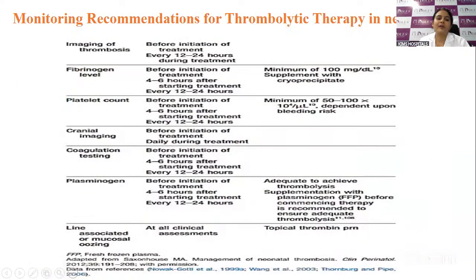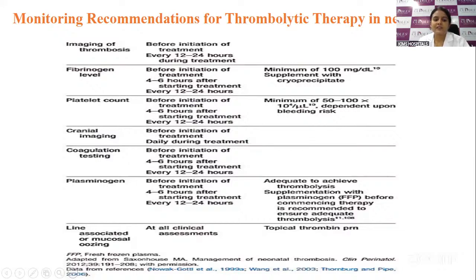This is the monitoring recommendation for thrombolytic therapy. Imaging of the thrombosis has to be done every 12 to 24 hours. Fibrinogen level has to be checked before initiating the therapy, 4 to 6 hours after starting the treatment, and every 12 to 24 hours. The level has to be maintained at a minimum of 100 milligrams per deciliter.